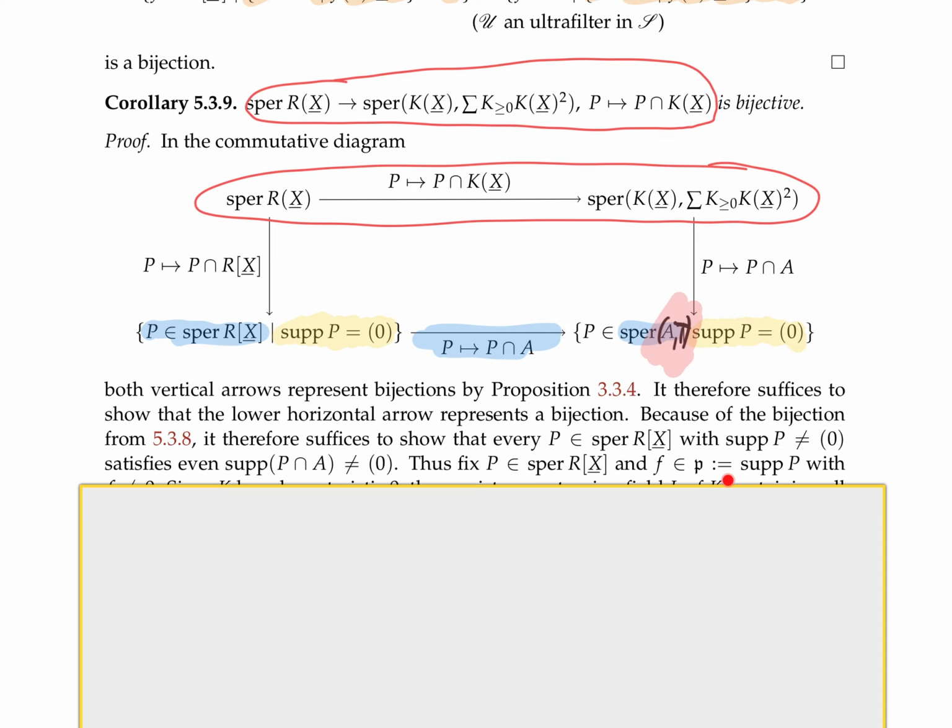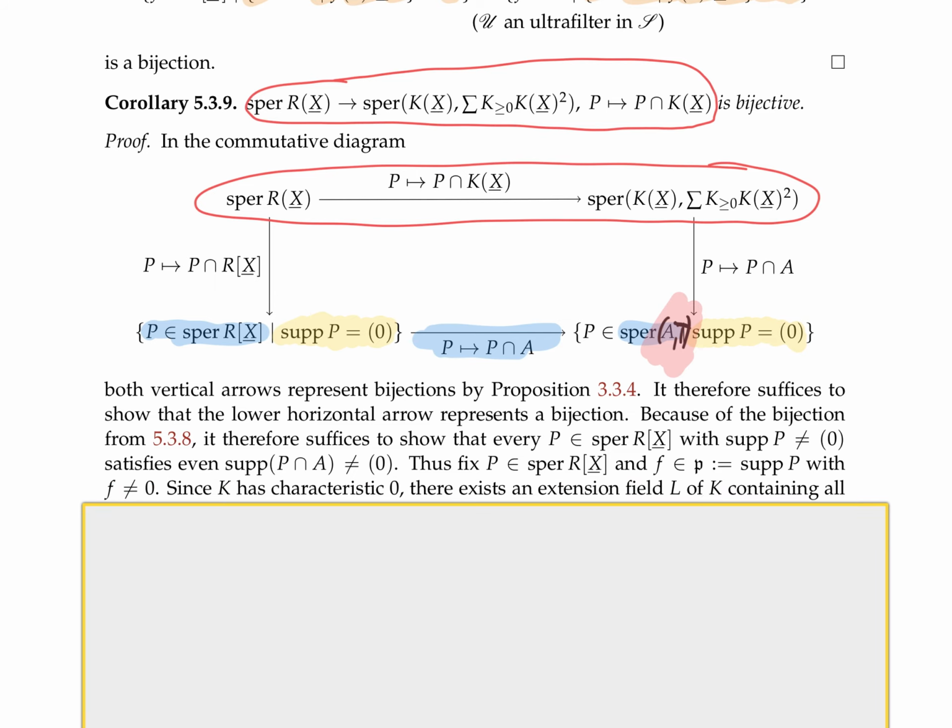So let P be in the real spectrum of this polynomial ring over R, and let F be an element in the support, which I call now fraktur P, and suppose F is not a 0 polynomial. So the problem is that F might not be a polynomial with coefficients from K, otherwise I would be immediately done. Now the idea is to produce out of F one with coefficients from K.